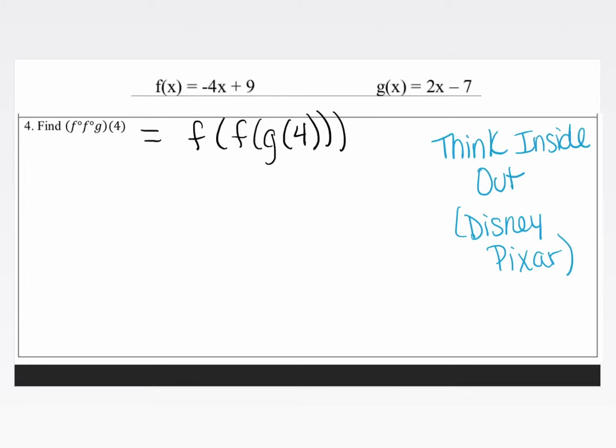So our first, if we look at the innermost function, we have g of 4. So I'm going to simplify that, ignoring the other functions right now. Just if we plug in 4 for x in our g of x function, what do we get? We get 2 times 4 minus 7. 2 times 4 is 8. 8 minus 7 equals 1. So that is the output.